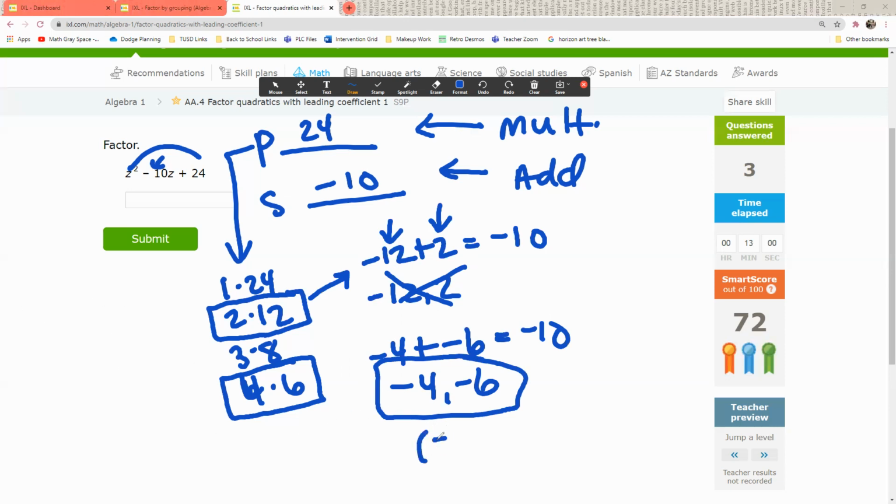So I would have z and z as my groups. And then this time it's going to be a negative 4 in here and a negative 6.